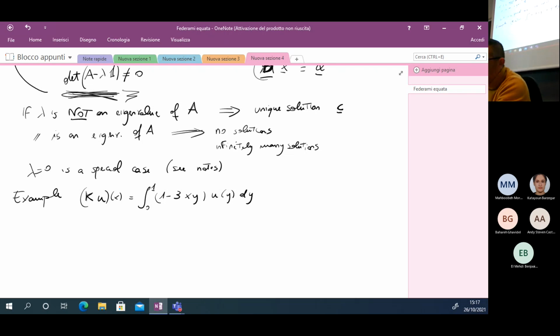So let's see what's the kernel. The kernel is then this object here, right? This is our k of x and y.